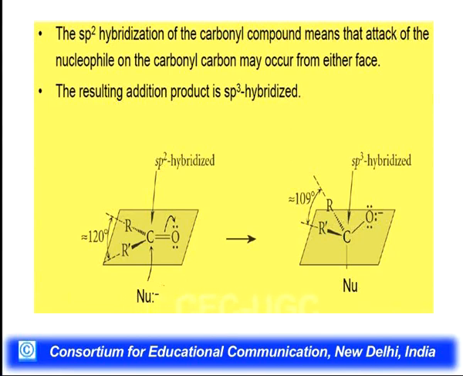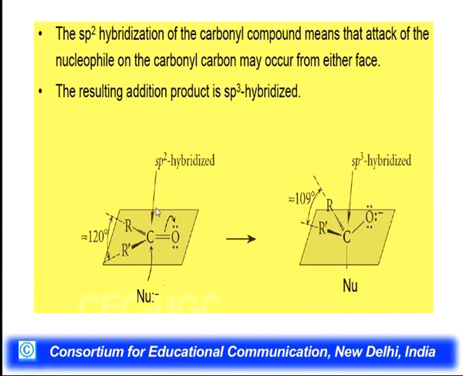Now what happens in these nucleophilic addition reactions is, if we look into the structure of this carbonyl group here, then what we find is that this carbonyl is sp2 hybridized. Since it is sp2 hybridized, it is planar in structure. And since it is planar, it is quite an open structure, that is, there is no steric hindrance, and the nucleophile can attack from either side.